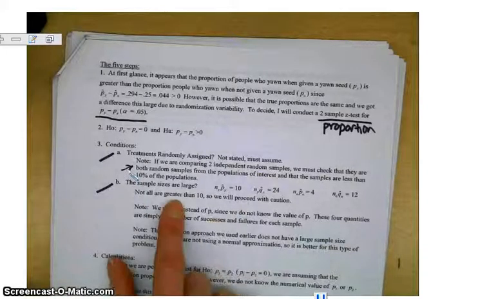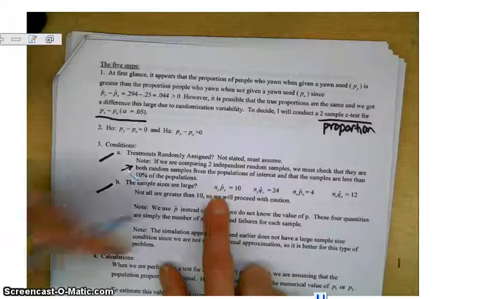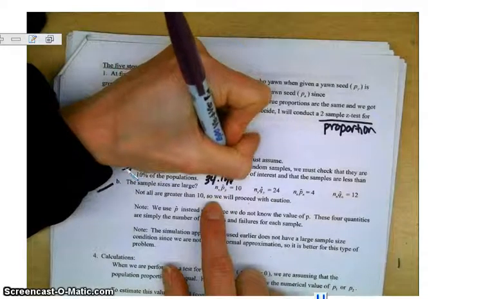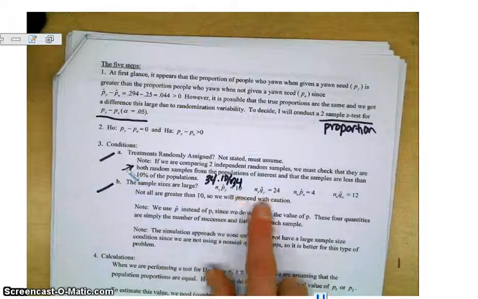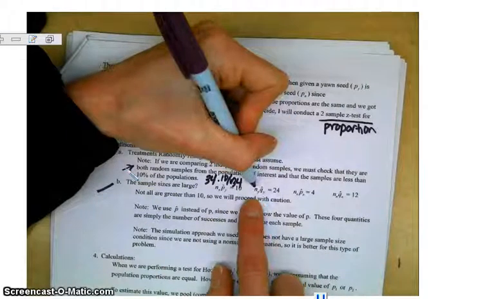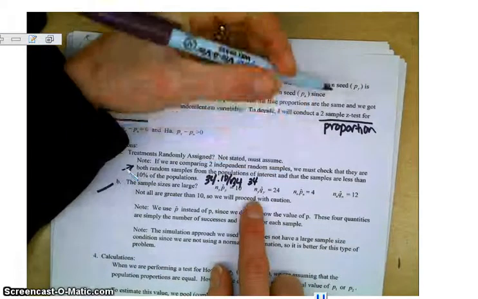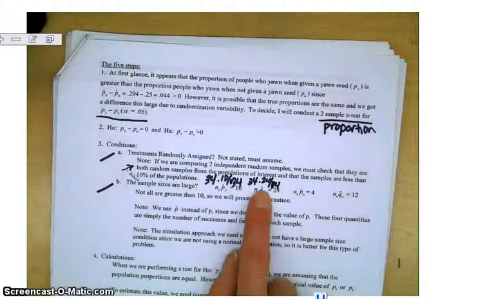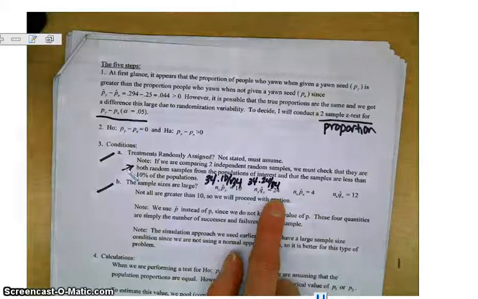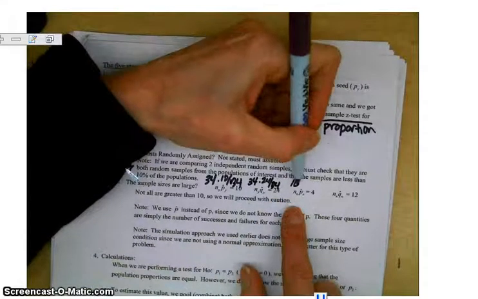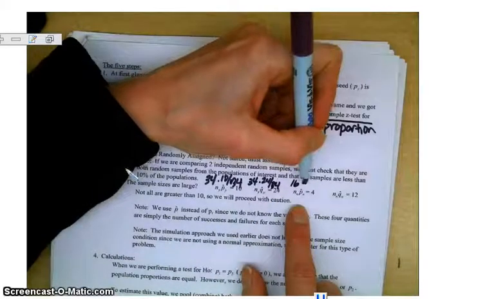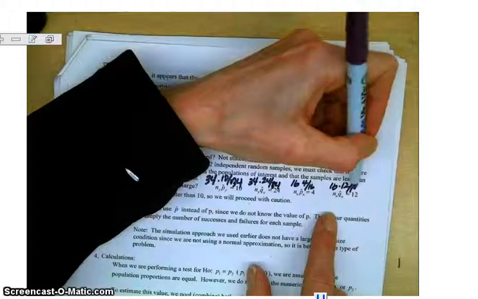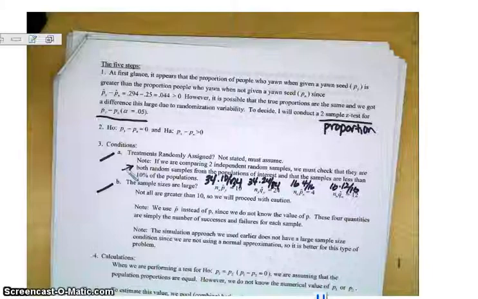And are the sample sizes large? Well, N of the yawn seed, there were 34 people in the yawn seed, times 10 out of 34 who yawned, so that's 10. And 24 out of 34 did not yawn, so that's 24. And then N for the other group is 16, times 4 out of 16 gives me 4. And 16 times 12 out of 16, 12 out of 16 didn't yawn if 4 did.